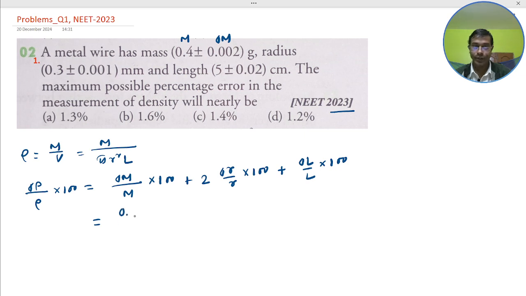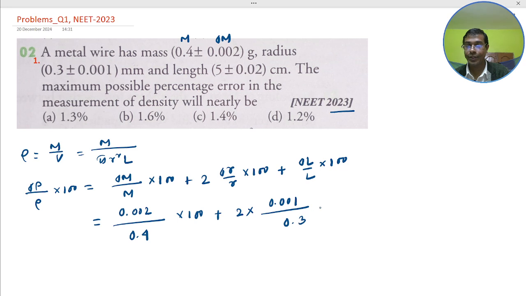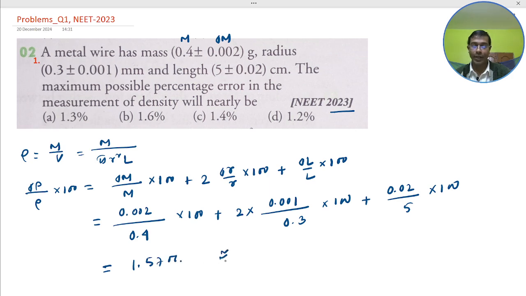So basically 0.002 divided by 0.4 into 100 plus 2 into 0.001 by 0.3 into 100 plus 0.02 by 5 into 100. So after solving you just get the value 1.57%, so nearly equal to 1.6%. B would be our correct answer.